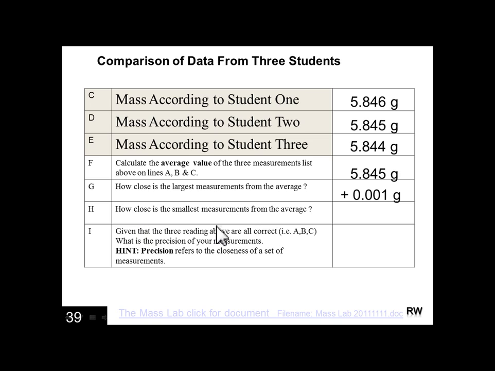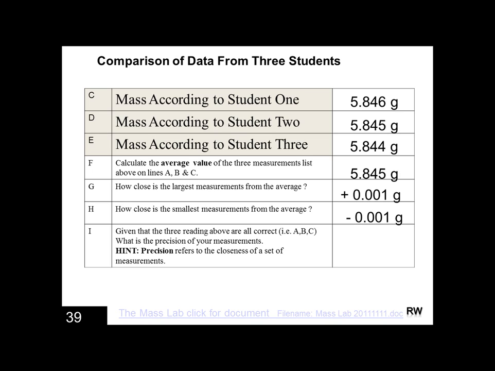Question H, how close is the smallest measurement from the average? Well, smallest measurement, if you find the difference between these 2 numbers here and here, you'd see that it's minus 0.001. So it could be less by 0.001 grams. Now, why do we do this? We do this to illustrate the concept of precision.